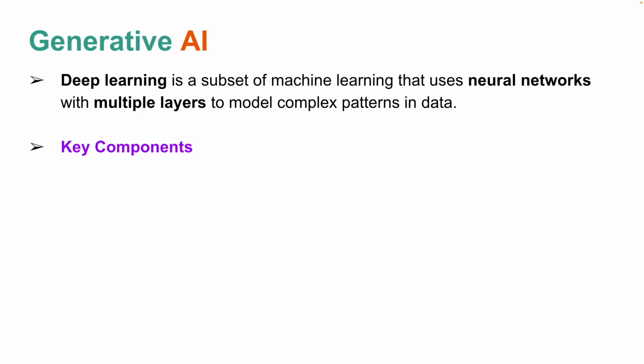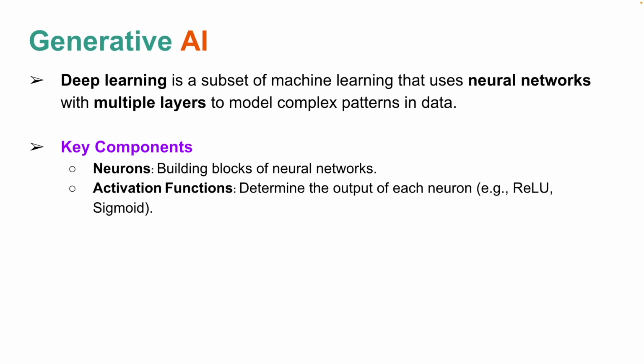What are the key components of deep learning? Definitely we learned about it. The first is neurons, which are the basic building blocks of the neural network. Second is the activation function. Earlier as well in the ANN model, we used a couple of activation functions. We used the sigmoid and we also used the ReLU. And we have discussed the ReLU and the sigmoid in quite some detail.